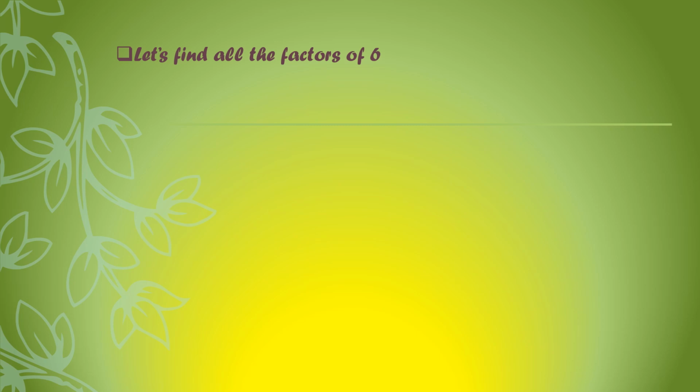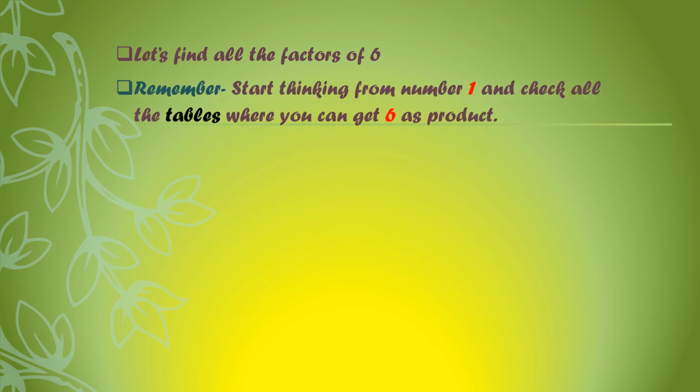Let's find all the factors of 6. Children, to find all the factors of any number, we should remember the multiplication table of the number in which that number exists. Here, we will start thinking from 1 and check all the tables where you can get 6 as a product. Okay, so let's start thinking from 1.